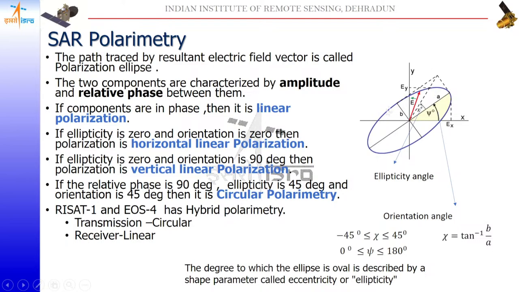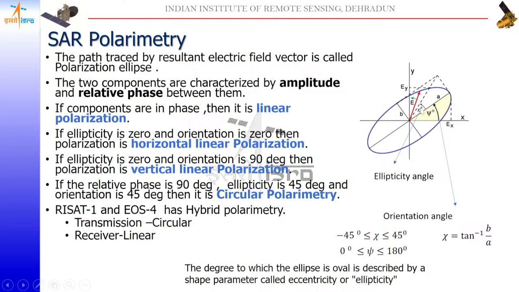This polarization ellipse is characterized by two angles: one is the orientation angle and the other is the ellipticity angle. What is the orientation angle? It is how this polarization ellipse is oriented with respect to the x-axis. This is an ellipse, this is the major axis, and this is the minor axis. How this major axis makes an angle with respect to the x-axis is given by the orientation angle.